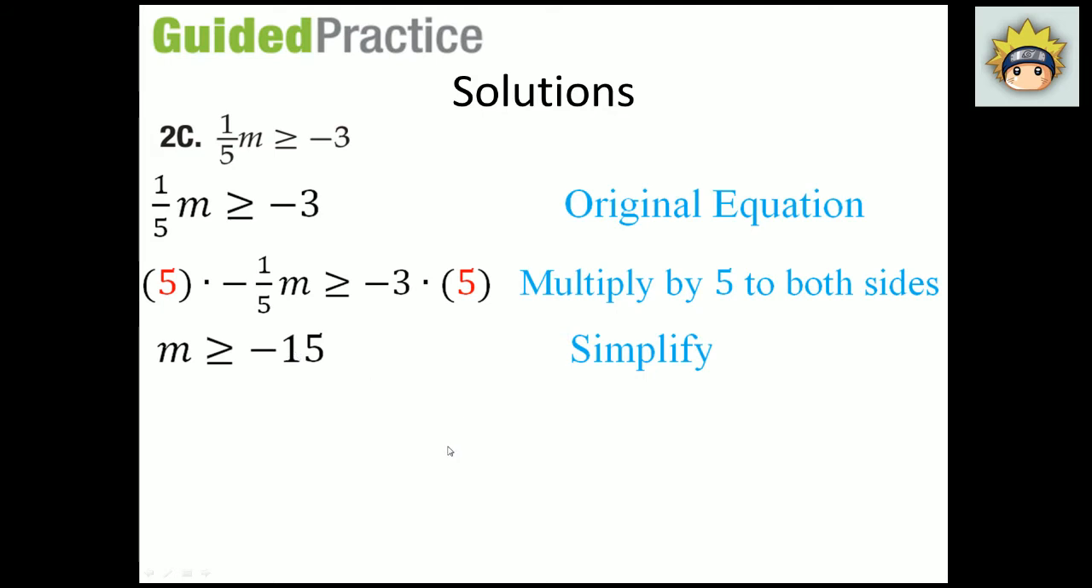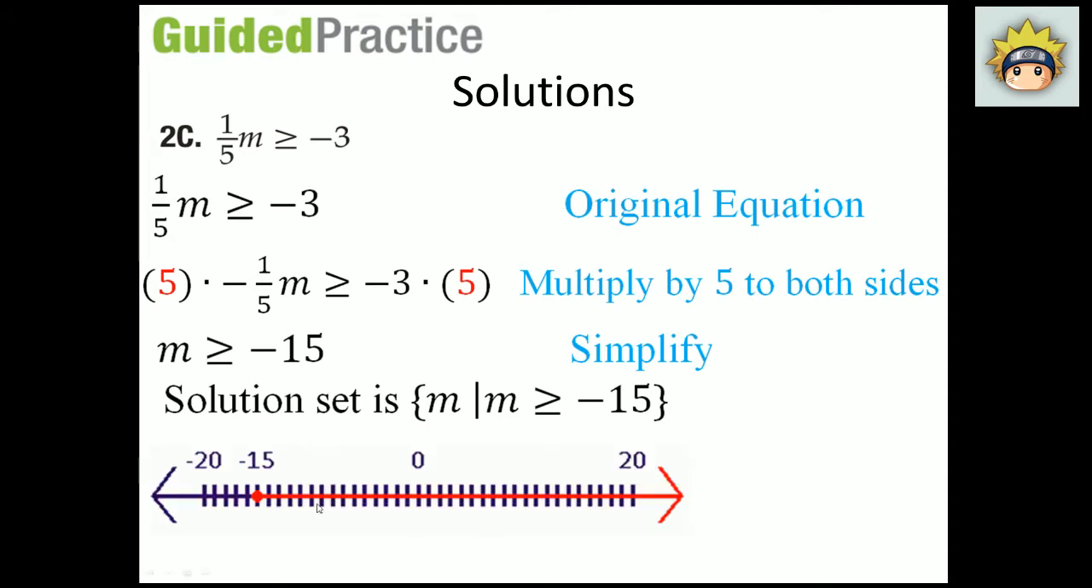So my answer is m is greater than or equal to negative 15. My solution set is m, m is greater than or equal to negative 15. So here you go. M is any value greater than negative 15. So it could be negative 12, negative 11, 0, 20, right? Any value all the way to the right. Do you see how it points the arrow to the right? It goes all the way to the right.